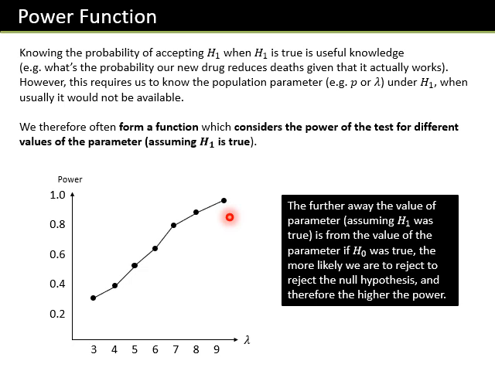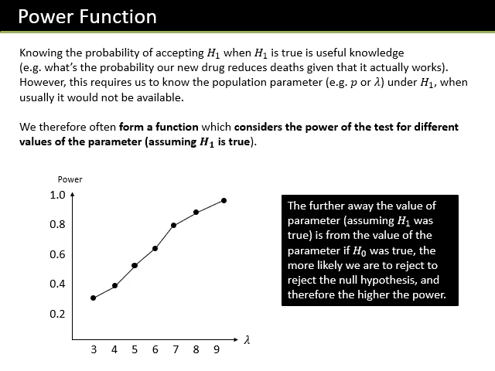However, in reality, if you know the underlying parameter, you wouldn't need to do the hypothesis testing in the first place in a lot of cases. So often we don't actually know what the underlying population parameter was. So what we do is we carry out the power of the test using various different population parameters, and we can often graph them in something like this. The further away the parameter that we're using is from the true value, the more likely it is that we're going to reject the null hypothesis, and therefore it's going to be a higher power.